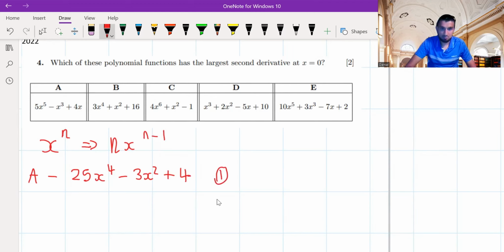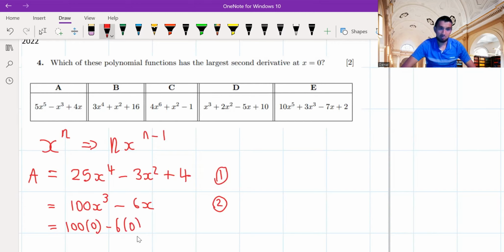And the second derivative, we just do the same thing again. So that would then become 100x cubed minus 6x, and the 4 would just go to 0. So what you realize is that the second derivative here for x equals 0 will just be 0, because x is 0. So it will be 100 times 0 cubed minus 6 times 0, which will just give us a value of 0.